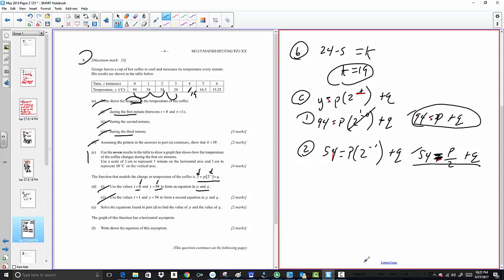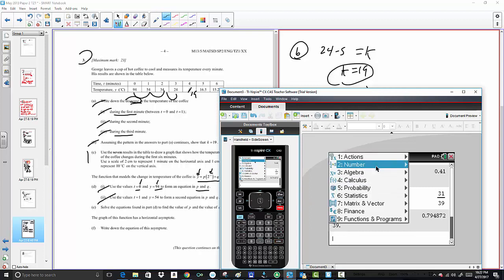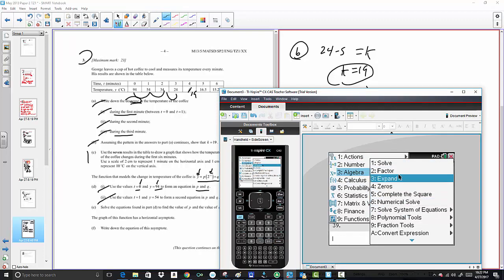And when you figure out the values of p and q, your calculator will do this very quickly. So since you get to use a calculator, go ahead and do that. So open up the calculator. We go to menu, algebra, and go to solve system of equations. That'll be the second option on yours. And system of linear equations.